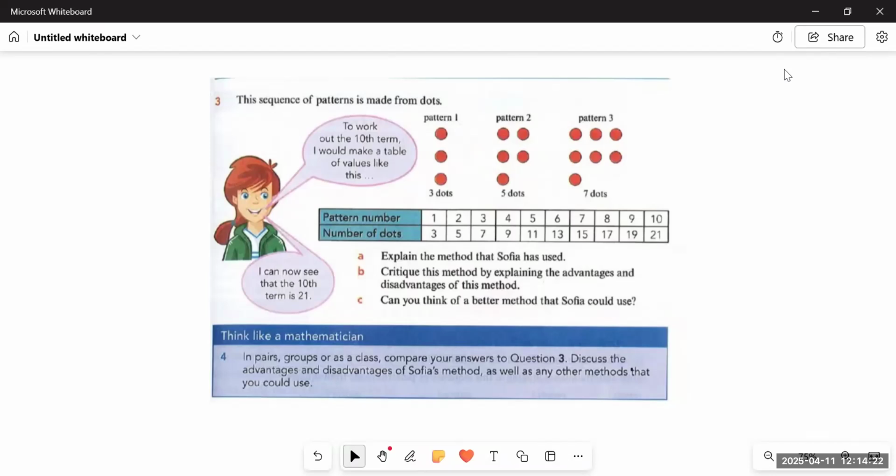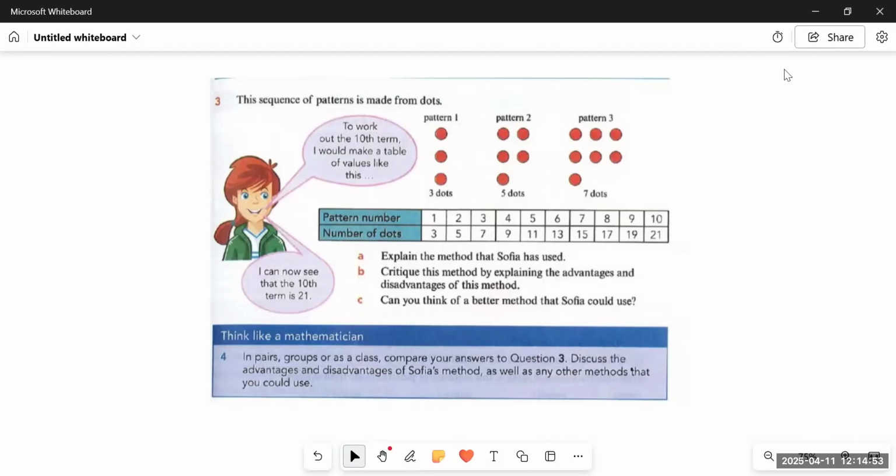into the next one. So what Sophia has done to work out the 10th term, that is the number of dots in pattern number 10, is make a table of values like this. So what did she do? She wrote down the pattern numbers, and since she had to find the number of dots in the 10th term, she made 10 boxes. She wrote 10 pattern numbers, and for the number of dots, she is saying that I can now see that the 10th term is 21.